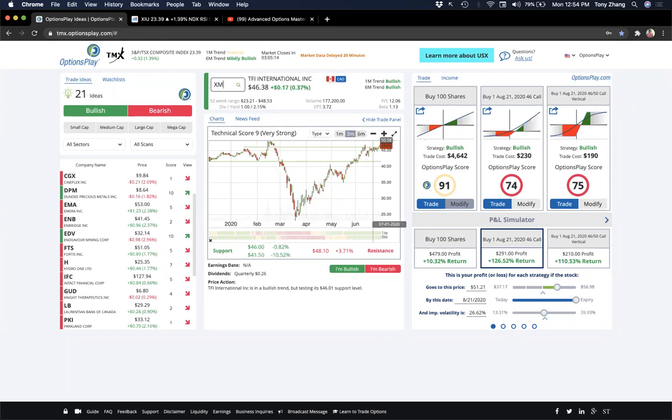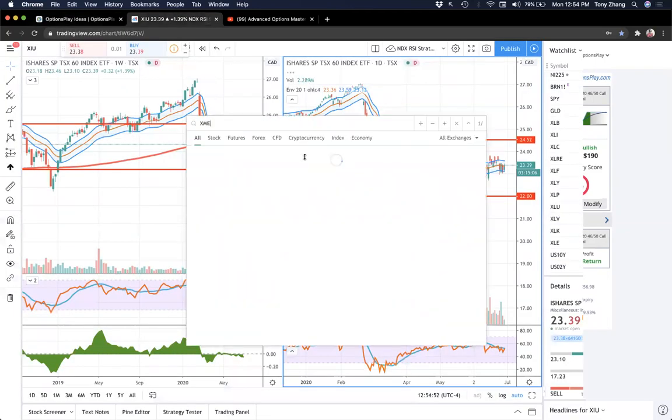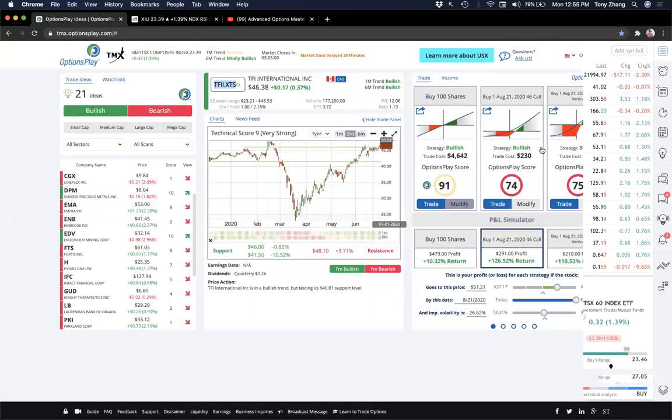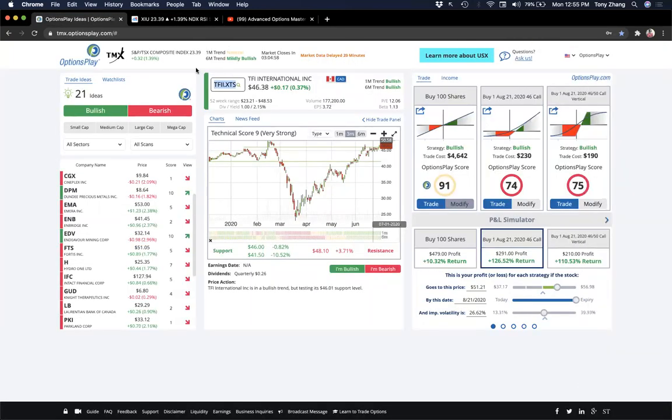XME, mining sector. I don't know, I'm not familiar with XME. Is that a Canadian symbol? Oh, XME is a US-based symbol, so that's why I'm not able to find it here. We're only looking at Canadian symbols here.